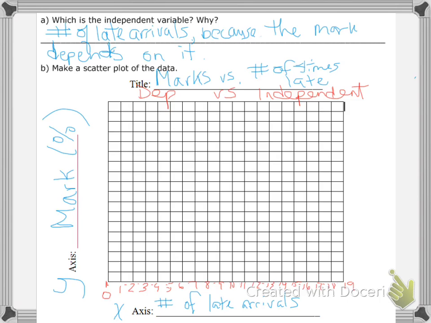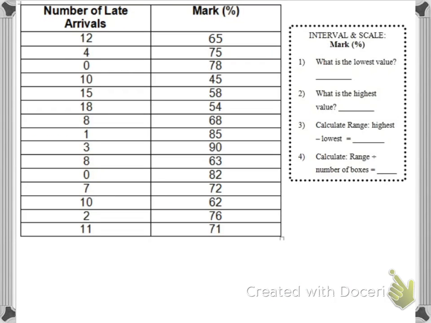Okay, then we'll need the values for the y-axis, where the marks are going to be listed. So if you take a look at all the marks, the lowest mark is 45 right there. And the highest mark is 90. So the range in this case will be 90 minus 45, which is 45.